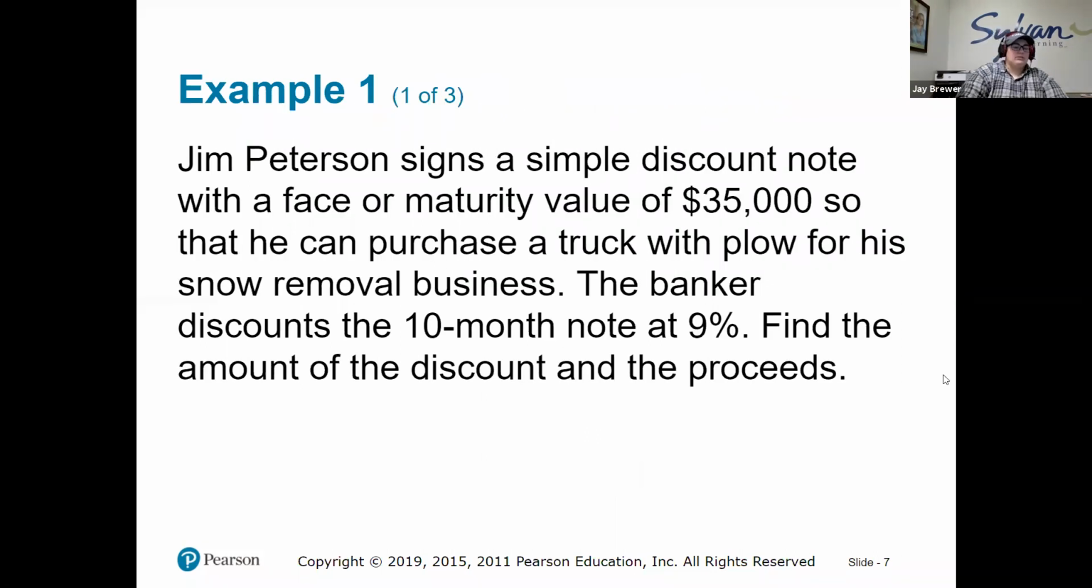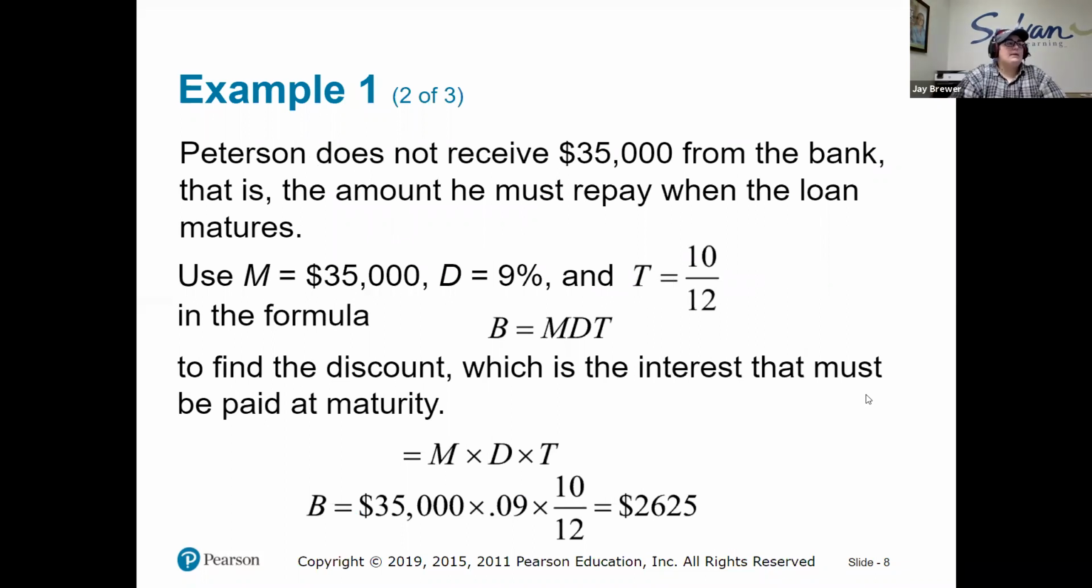Let's look at an example because that's where we really learn, right? Jim Peterson signs a simple discount note with a face value or maturity value of $35,000 so that he can purchase a truck with plow for his snow removal business. The banker discounts the 10-month note at 9%. Find the amount of the discount and the proceeds. Peterson does not receive the $35,000 from the bank. That is the amount he must pay when the loan matures.